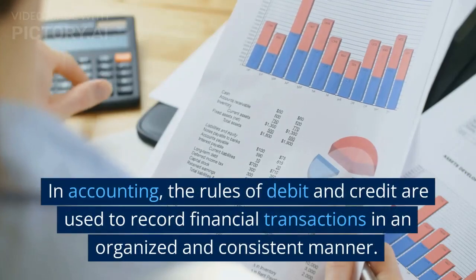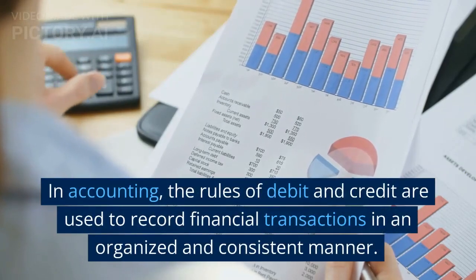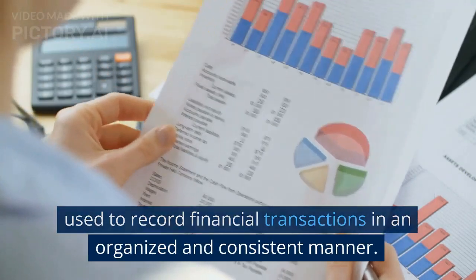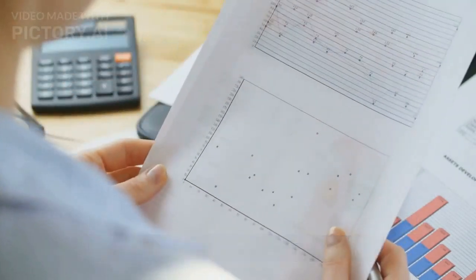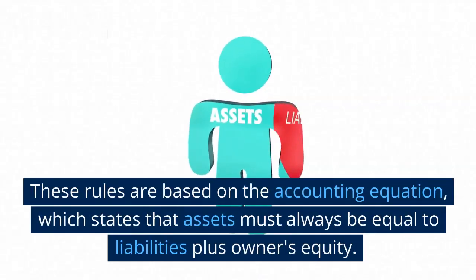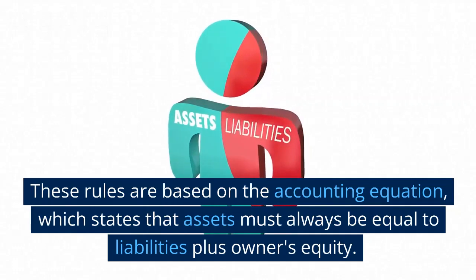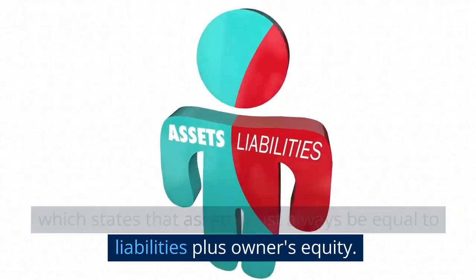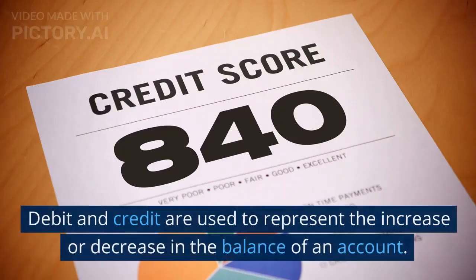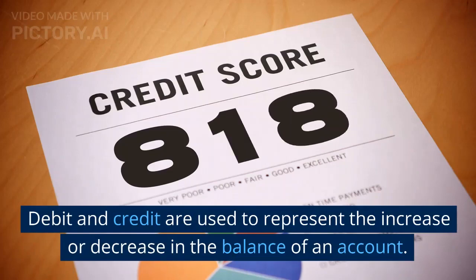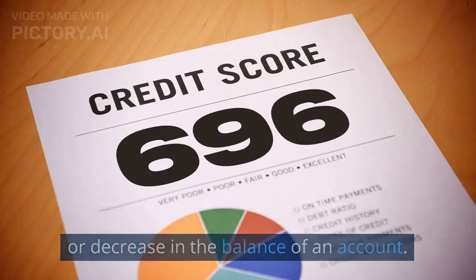In accounting, the rules of debit and credit are used to record financial transactions in an organized and consistent manner. These rules are based on the accounting equation, which states that assets must always be equal to liabilities plus owner's equity. Debit and credit are used to represent the increase or decrease in the balance of an account.